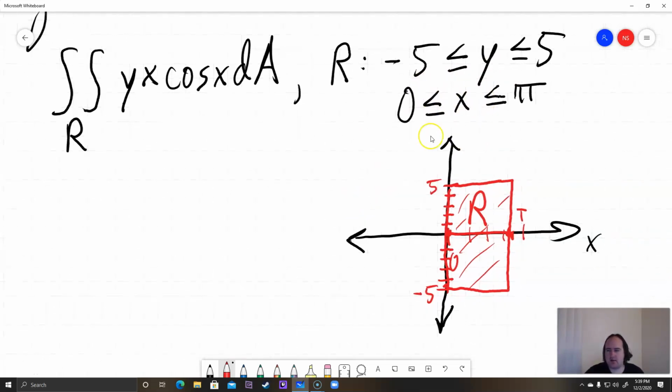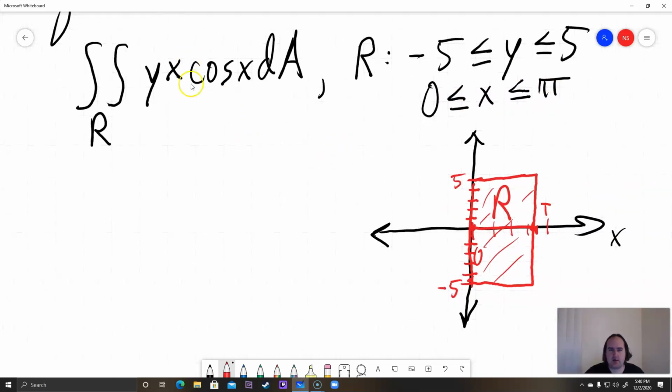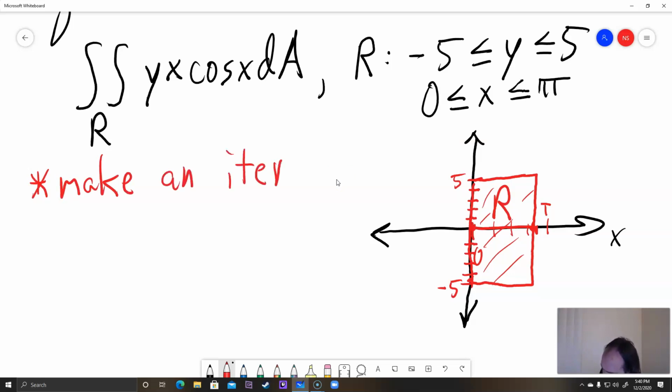So the standard way to do this would be to just pick one of the variables as our inner integral and pick the other variable as our outer integral. So for example here, it would probably be pretty easy to integrate with respect to y first. So I'm going to make my inner integral with respect to y. So what we're going to do here is we're going to make an iterated integral.